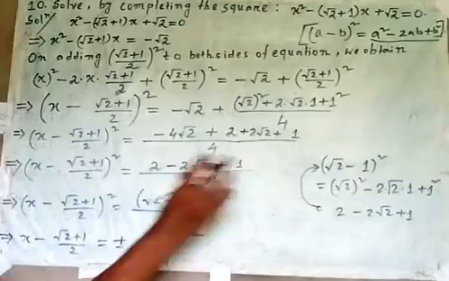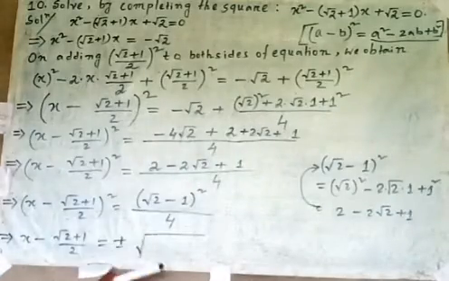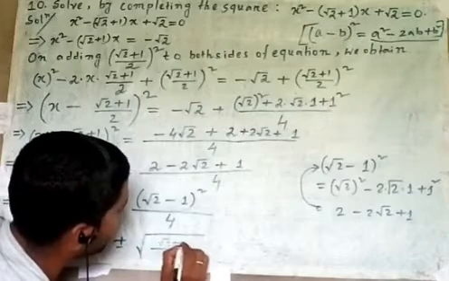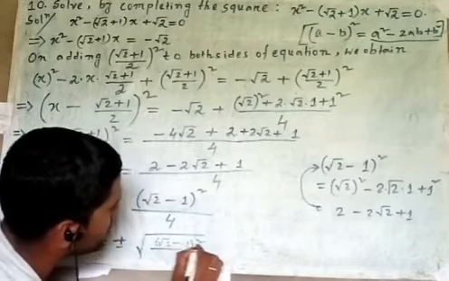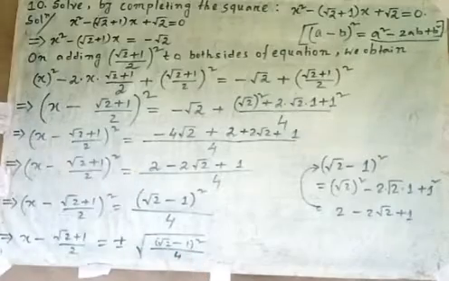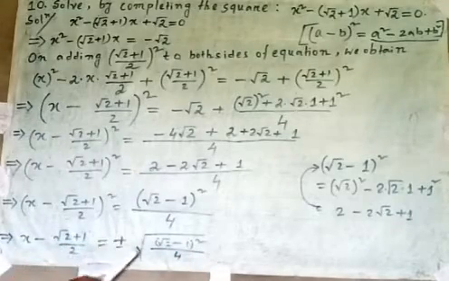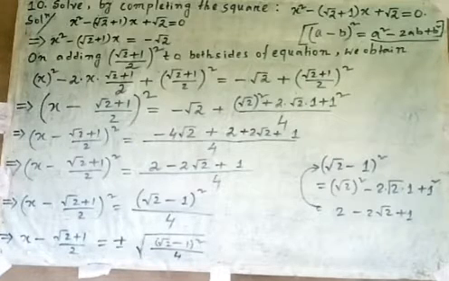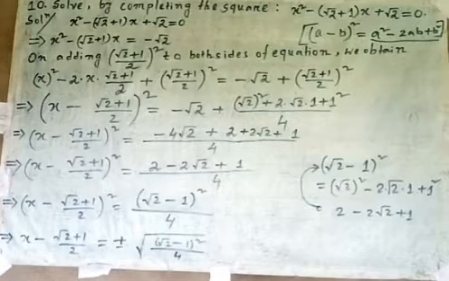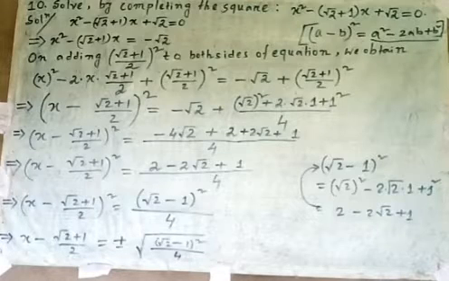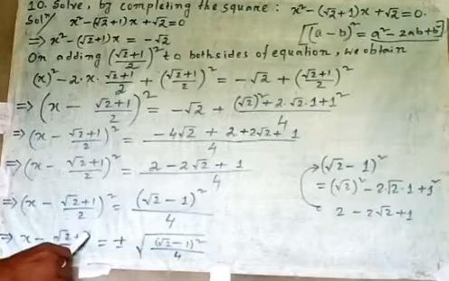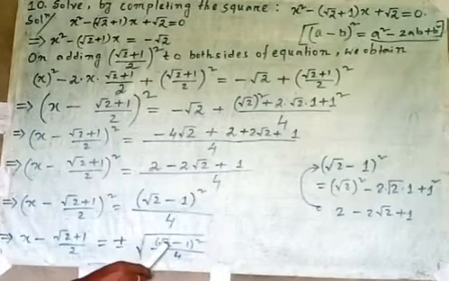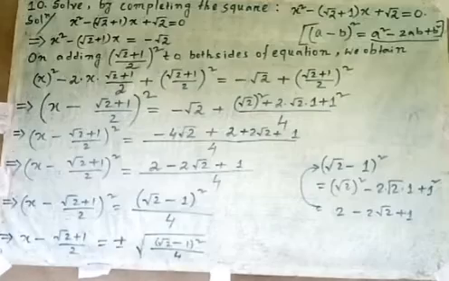Then the right side will be plus minus root over. Then what is this? Write down (√2 − 1) whole square divided by 4. So plus minus under root of (√2 − 1) whole square by 4. This is what we got: x minus (√2 + 1)/2 equals plus minus root over of (√2 − 1) whole square by 4.